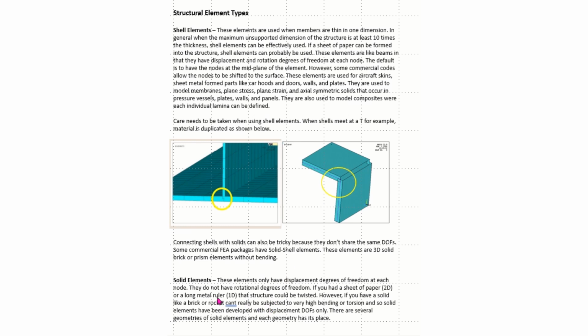So our next type of element are solid elements, and these elements only have degrees of freedom at each node that are displacement degrees of freedom. They do not allow rotations. So if you had a sheet of paper 2D or a long metal ruler 1D, that structure could be twisted. However, if you have a solid like a brick or a rock, it can't really be subjected to very high bending or torsion, and so solid elements have been developed with displacement degrees of freedom only. There are several geometries of solid elements, and each geometry has its most effective use.